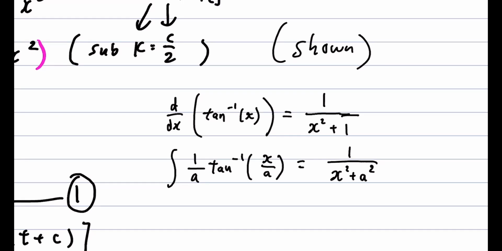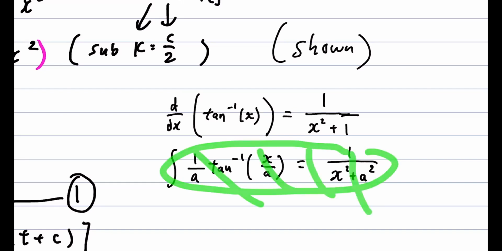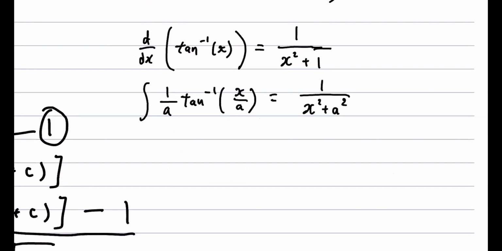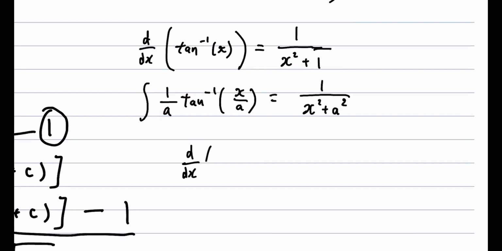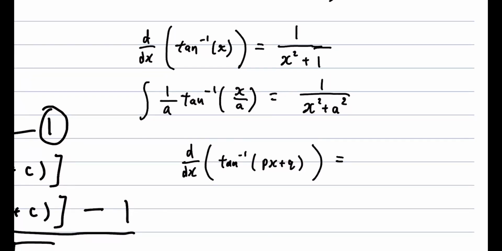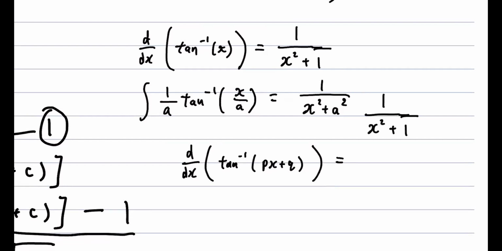Okay. So honestly, I really dislike this formula. I don't like it at all. I like to think of it like this. I will stick to tangent inverse of x. Then I will think, how about if I differentiate tangent inverse of (px plus q)? What happens? I can just use the same formula, but everywhere that has an x, what am I going to replace it with? The px plus q, the entire thing.